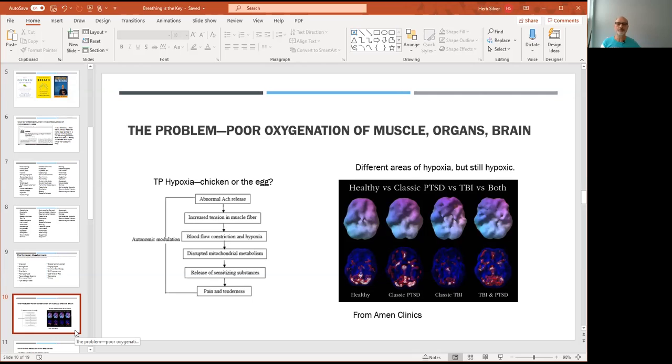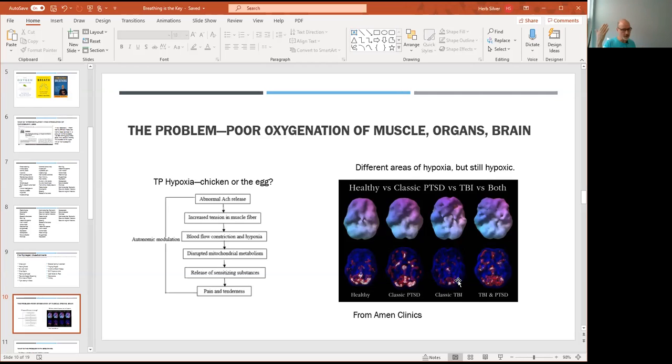We also have brain scans. This is from the Amen clinics, and they show a healthy brain, and then they show brains with different pathology. Here's post-traumatic stress, and what you're seeing is different areas of the brain due to different pathologies, traumatic brain injury and post-traumatic stress in this slide results in different areas of the brain lacking oxygen, being hypoxic. You can actually change the oxygenation of your blood within a minute by hyperventilating.